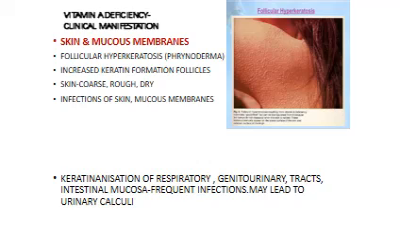It can also affect the skin and mucous membranes. So you can have follicular hyperkeratosis, or phrynoderma. This is due to increased keratin formation in follicles. So the skin becomes very coarse, rough and dry, and there could be infection of the skin and mucous membrane. Such keratinization can occur in the respiratory tract, the genitourinary tract, or the intestinal mucosa. And if there are frequent infections, it may lead to urinary calculi.